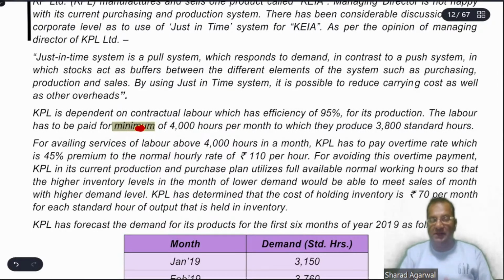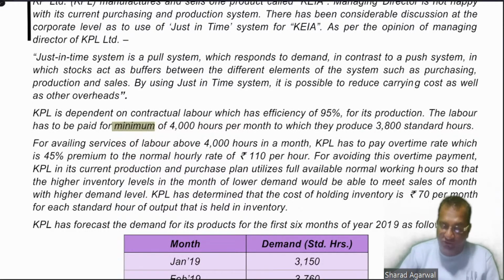The important point is worker efficiency is 95% and workers are to be paid a minimum of 4,000 hours. If you make them work extra, you have to pay extra. And in 4,000 hours, they can produce up to 3,800 standard hours, that is output.